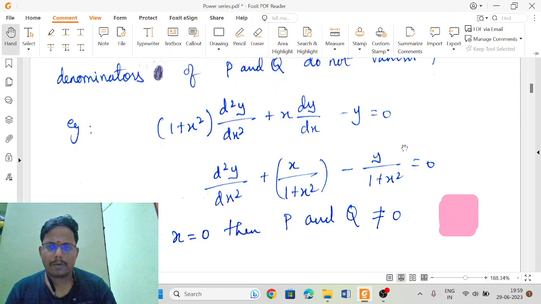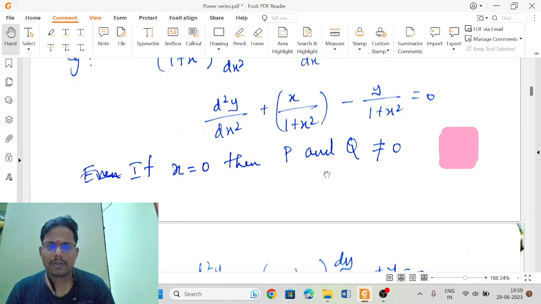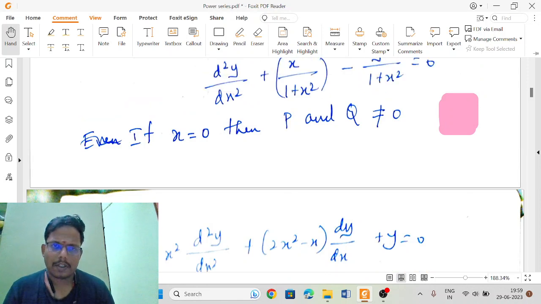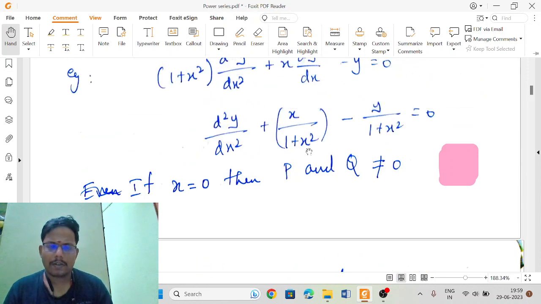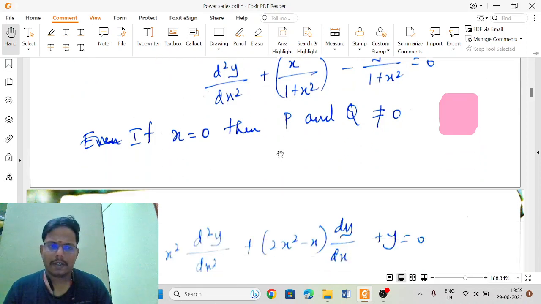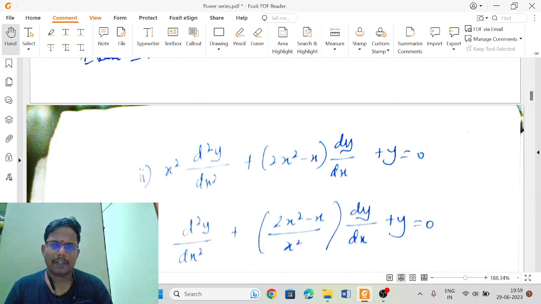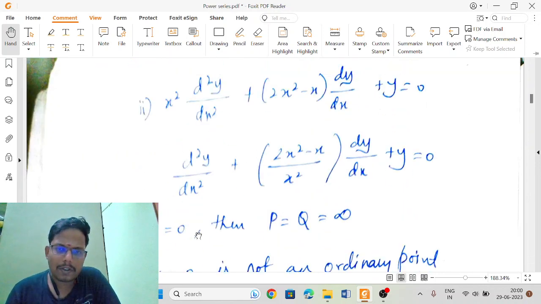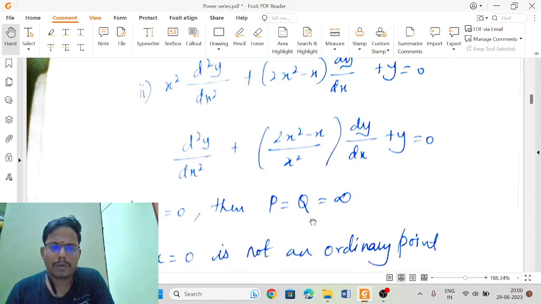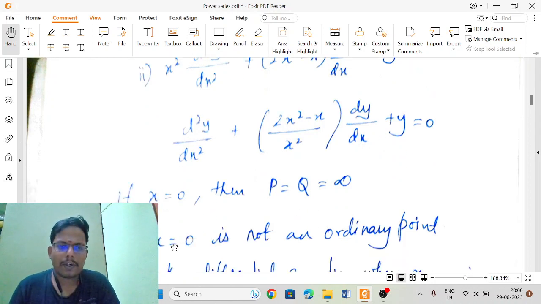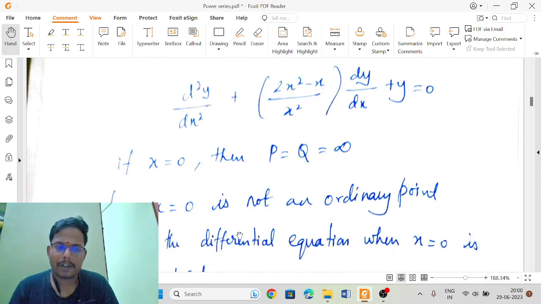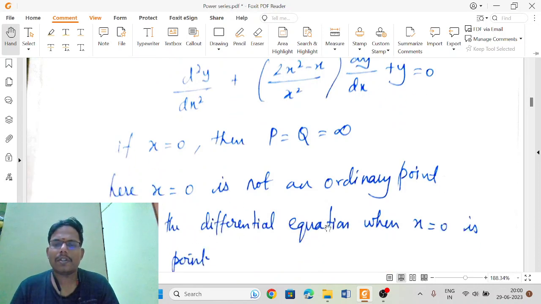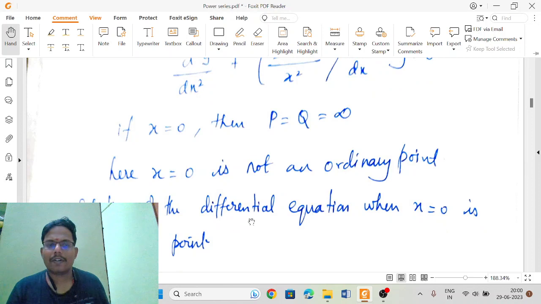Here dy by dx is missing. So once you substitute x equal to 0, you will be getting some finite values. And here we have a second problem. In this case, if I put x equal to 0, then p and q will go to infinity. So at this point, x equal to 0 is not an ordinary point, whereas in the first case x equal to 0 is an ordinary point.